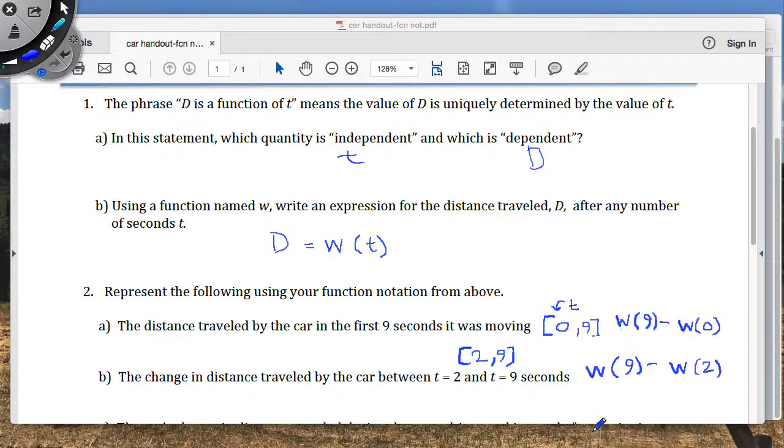All right, so work on the rest of these. Parts C and D are a little bit trickier, but similar to this.